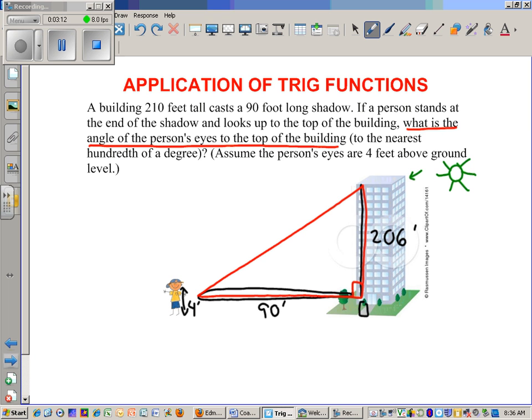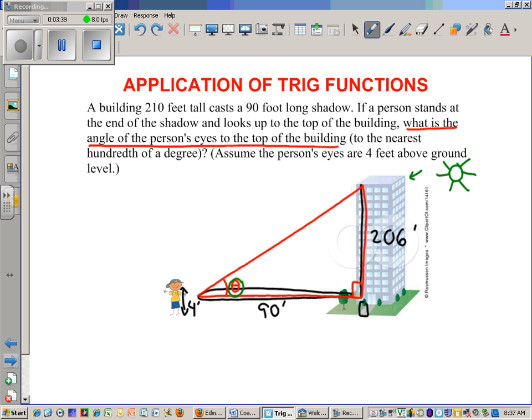And since we've drawn a good picture, we understand that the angle we're looking for is right here. This is the angle where the person has to tilt their head to look up at the top of the building. So if you draw a good picture, it starts to become evident that we're going to use one of the trig functions, but which one are we going to use? And we saw in the last slide that if angle theta is right here, well, which sides do we have? Do we have the opposite? Do we have the adjacent? Do we have the hypotenuse?